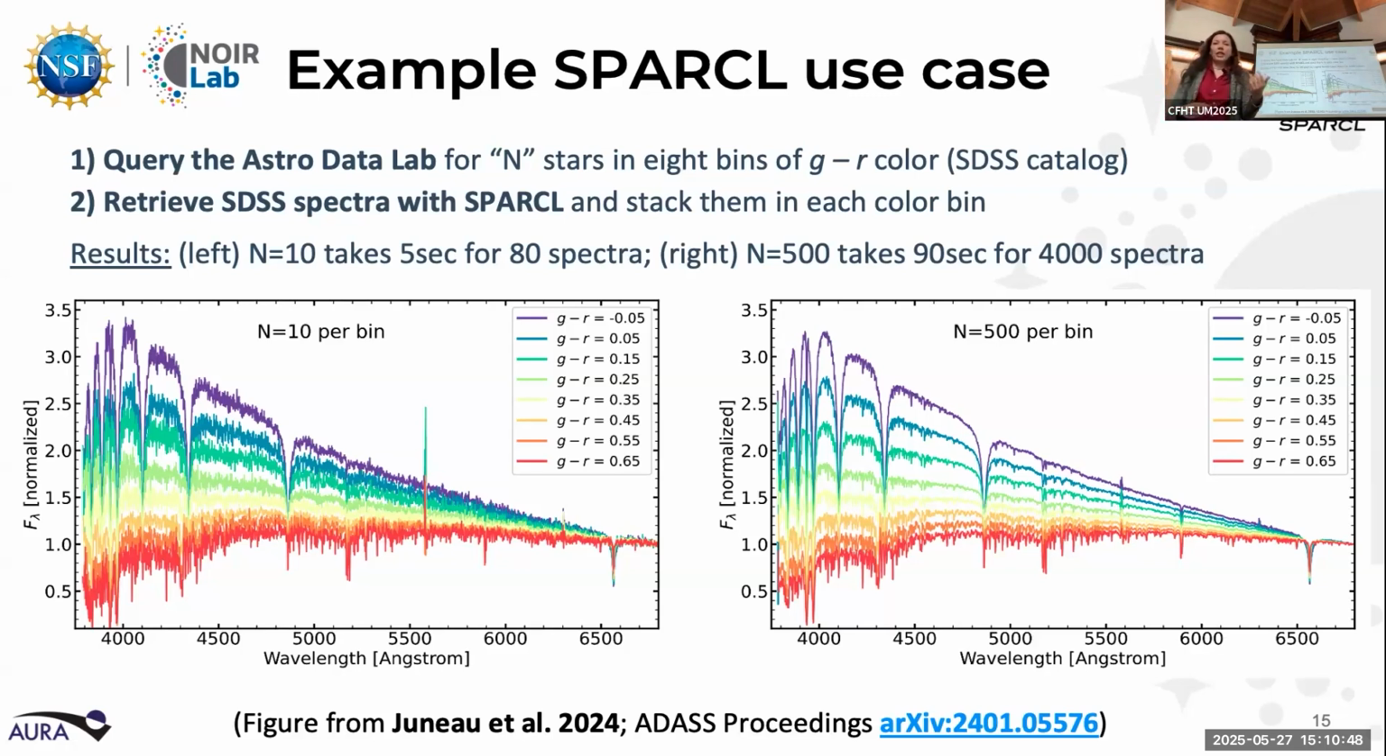On the left-hand side, you can see these 8 different colors, as expected, blue to red. This is just to show that it takes 5 seconds to do this. So you end up getting 80 spectra of stars. And then to get 500 per bin, so that's 4,000 spectra, that takes 90 seconds. But this is not a real science case, again. This is just to demonstrate the tool and the timing. But it also gives an idea of the kind of spectral quality. This one is from SDSS.